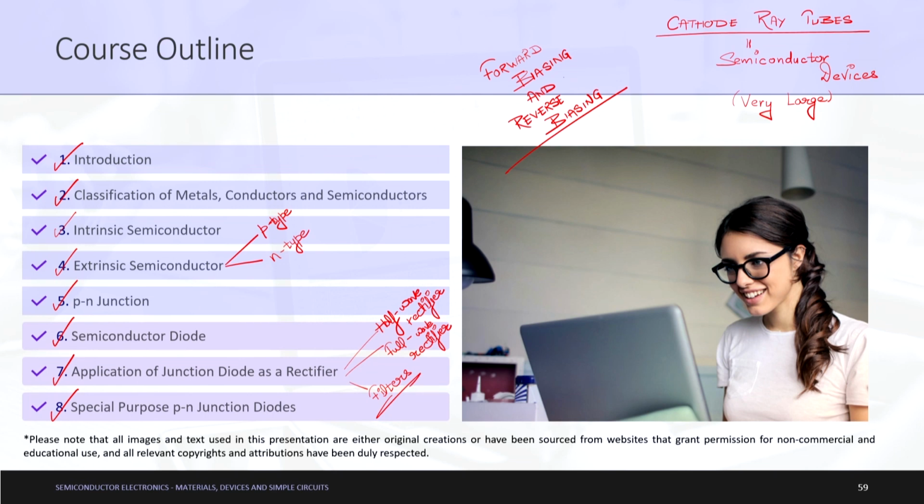Then moving on to the special purpose PN junction diodes, currently we are on this topic, in which we started our concept with understanding about the Zener diode. Please remember, Zener diodes are used to work in the reverse biased condition.